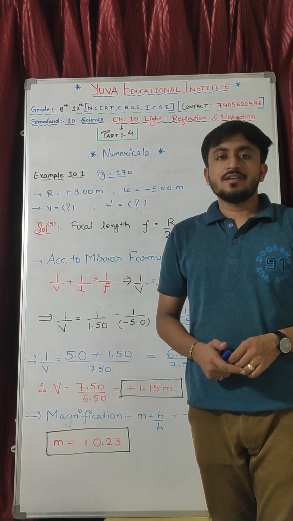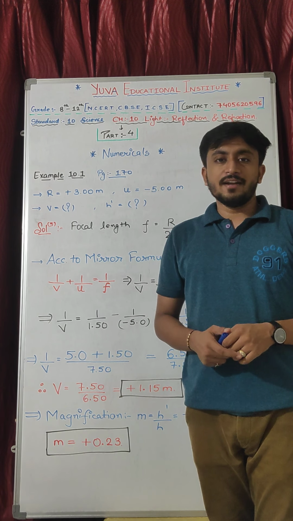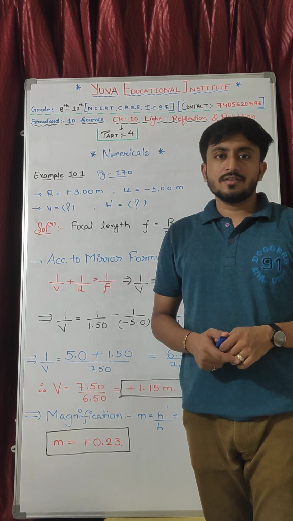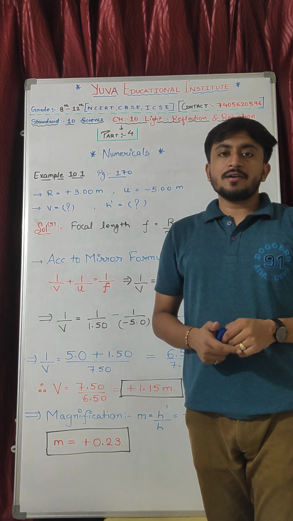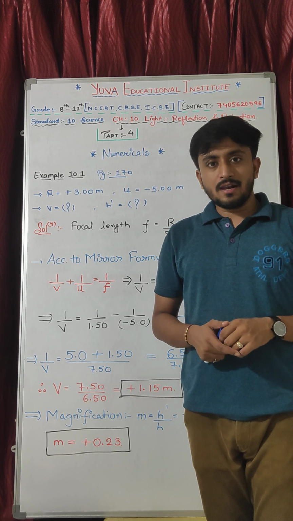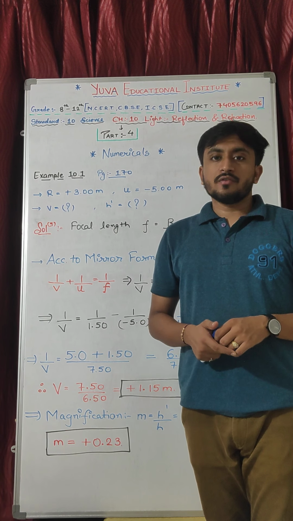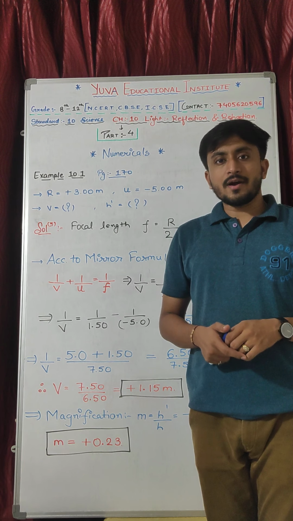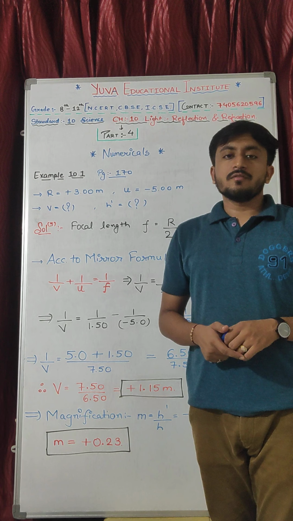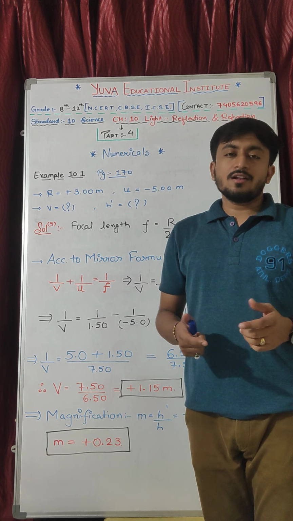Myself Kishan sir. We are studying chapter number 10 of science, light, reflection and refraction. Today we'll see the numerical parts of this chapter, right? Previously we have seen the mirror formula and sign convention rules. Hope you are clear with that. If you have not seen the video, go to the part 3 video and then come on to part 4. Today we'll solve the numericals part.